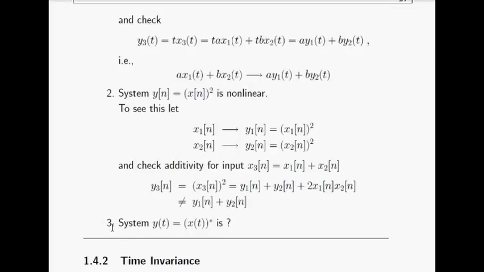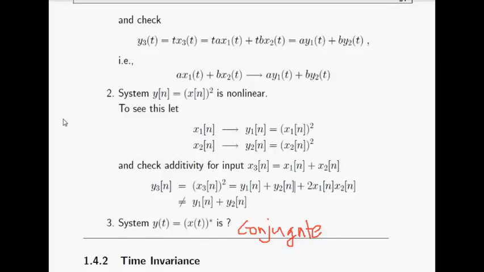So there is a third example, which is y of t is equal to x of t's conjugate. Star means conjugate. You have heard it in complex numbers.